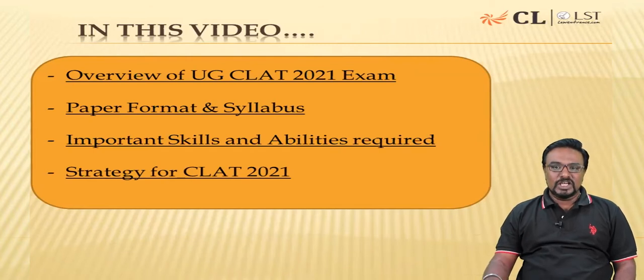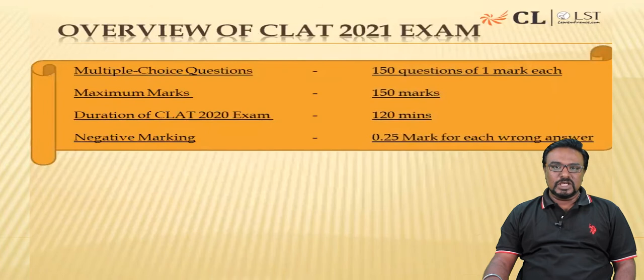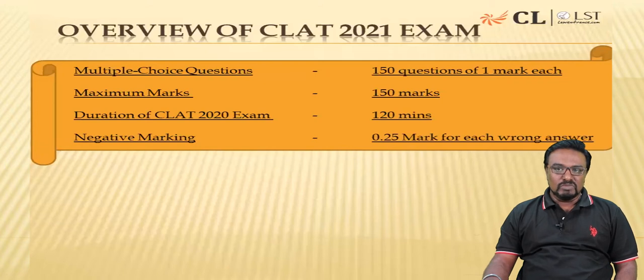So without wasting much time, let's quickly get on to the overview of your actual CLAT paper. This is something we took from the consortium's website. First of all, your paper is going to be a multiple choice paper. It's going to be 150 questions with 1 mark each, so the maximum you have is 150 marks. The duration of the paper remains the same. It is still 120 minutes, that is 2 hours.